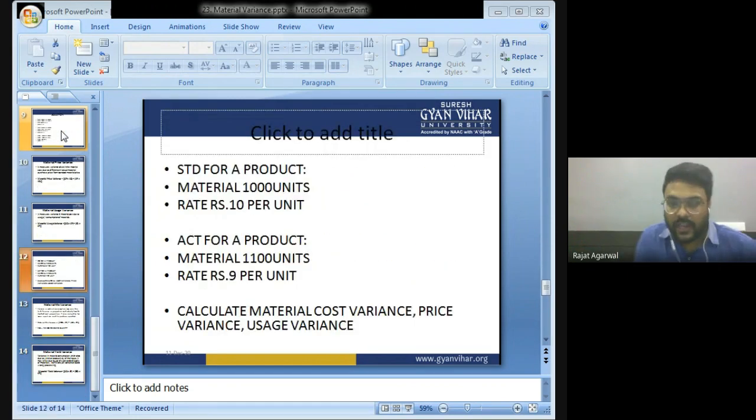Now let us see the illustration. This illustration I have given you in homework. I hope you all have tried to attempt the homework. Please now check your answers, and those who have not done it, please see how it will be done.